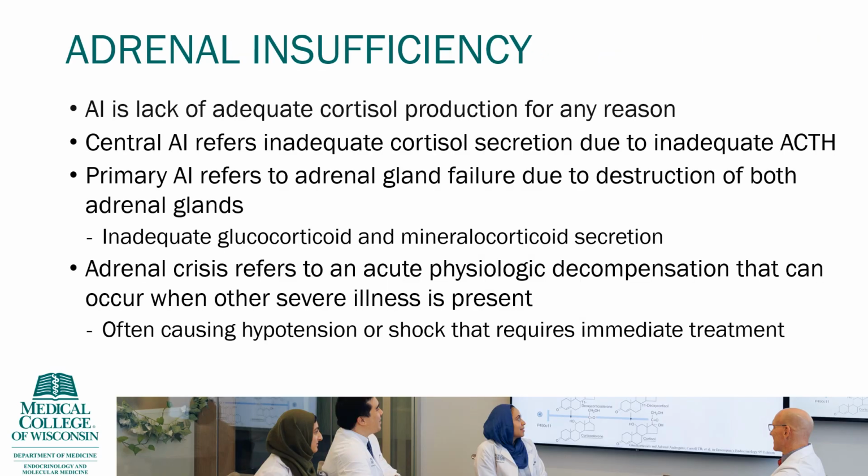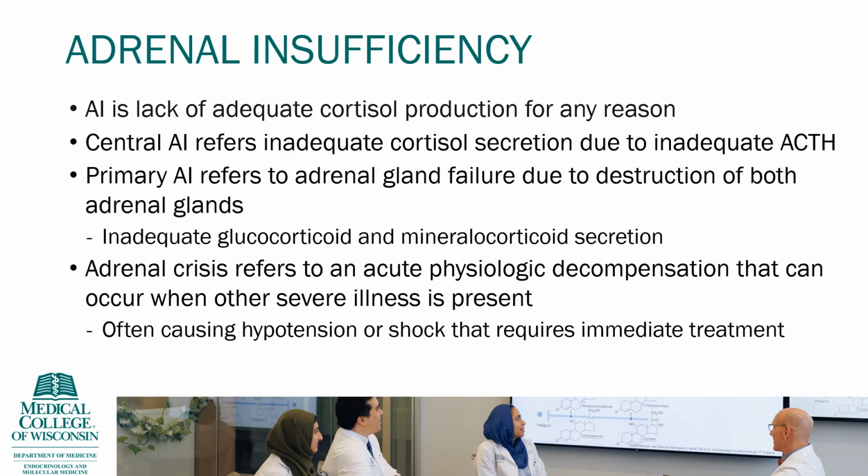Adrenal insufficiency is when that feedback loop breaks down. So adrenal insufficiency is the lack of adequate cortisol production for any reason. And when there is stress to the body, cortisol levels have to go up. And if those levels do not go up appropriately, that's adrenal insufficiency. Or if there is damage to either the pituitary gland or the adrenals that causes suboptimal production of cortisol, even in the basal state, that leads to adrenal insufficiency.